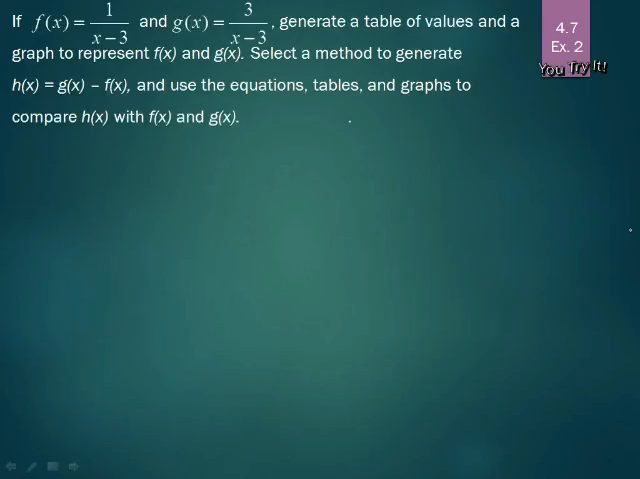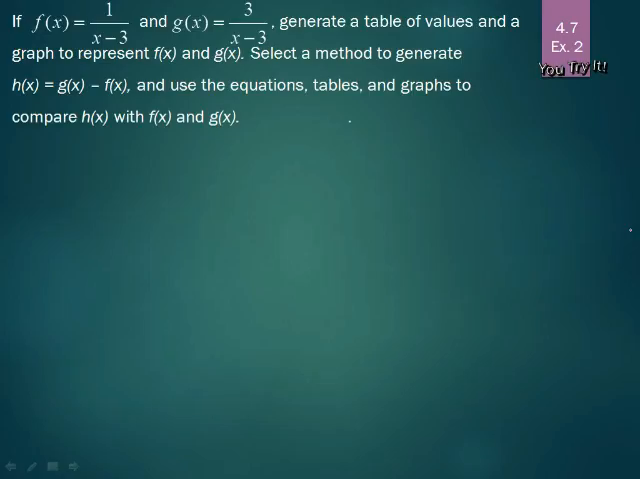If f of x equals 1 divided by x minus 3 and g of x equals 3 divided by x minus 3, generate a table of values and a graph to represent f of x and g of x. Select a method to generate h of x equals g of x minus f of x, and use the equations, tables, and graphs to compare h of x with f of x and g of x.